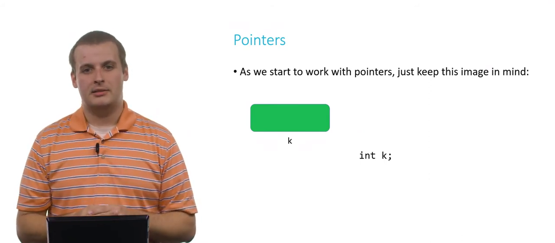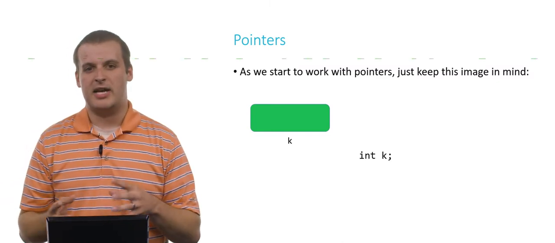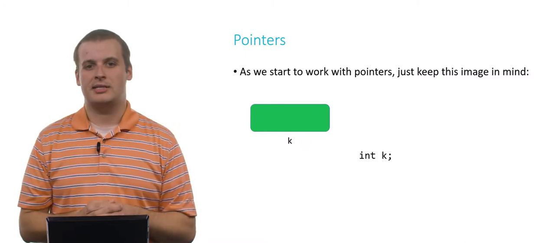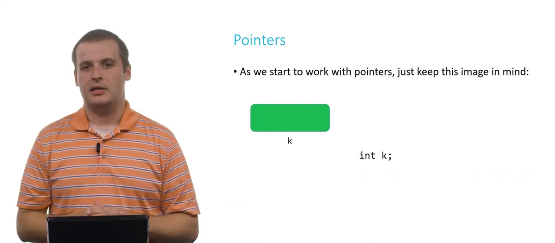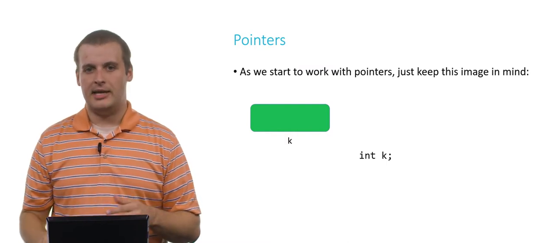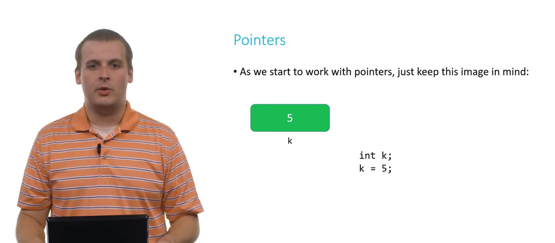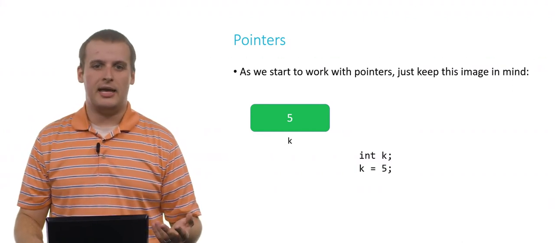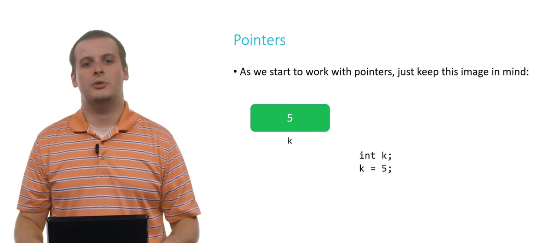I have a box, and it's colored green because I can put integers in green boxes. If it was a character, I might have a blue box. But I always say, if I'm creating a box that can hold integers, that box is colored green. And I take a permanent marker and I write k on the side of it. So I have a box called k into which I can put integers. So when I say int k, that's what happens in my head. If I say k equals 5, what am I doing? Well, I'm putting 5 in the box, right? This is pretty straightforward. If I say int k, create a box called k. If I say k equals 5, put 5 into the box. Hopefully that's not too much of a leap.